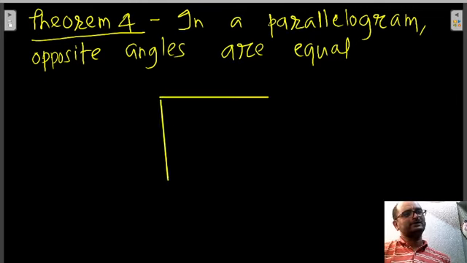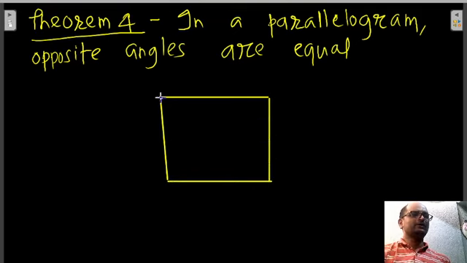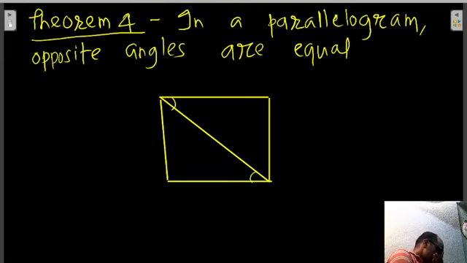Okay, this is also a square. The square is also a parallelogram, right? The opposite angles are equal. See, if I draw the diagonal in here, this angle and this angle are equal, right? See, this angle and this angle are equal. And these are the opposite angles, right?